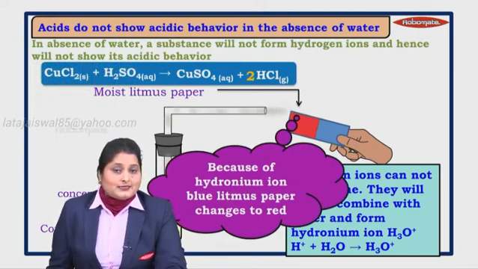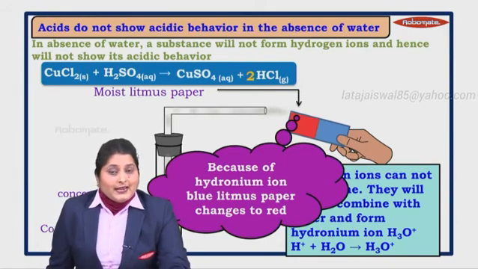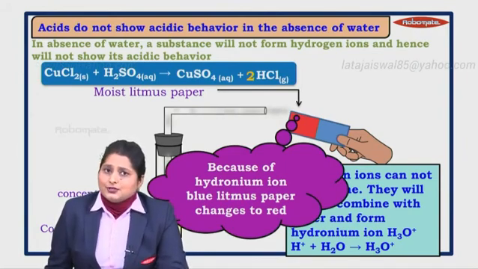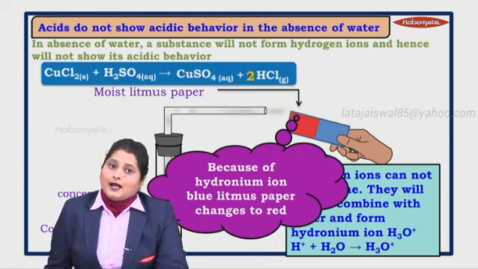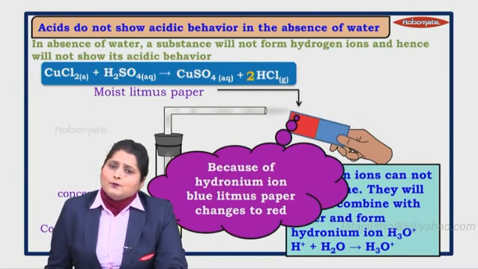So we confirm that the gas which comes out is none other than HCl, which is acidic in nature. But initially it showed no color change with dry litmus paper. So we say that water is very, very essential to form hydrogen ions for ionization. Let's learn something more about acids. What are the uses of acids? In the next module.